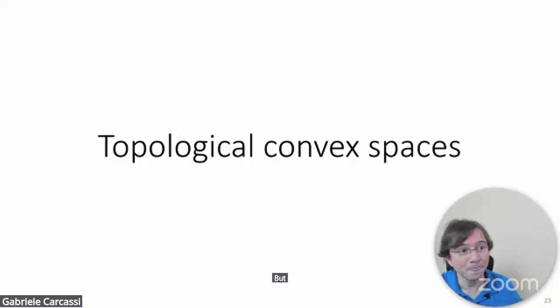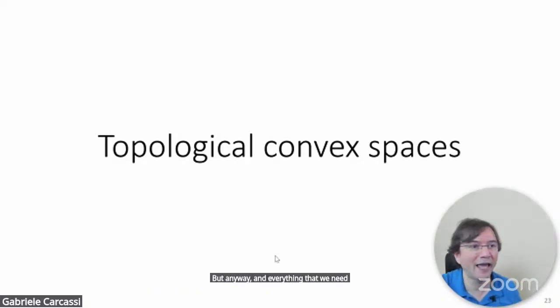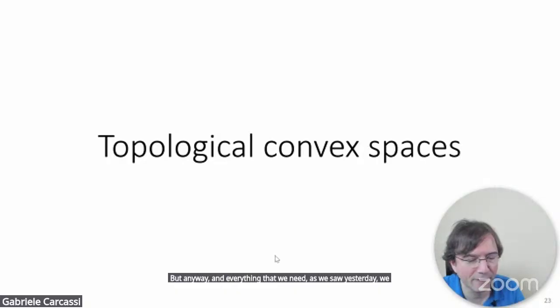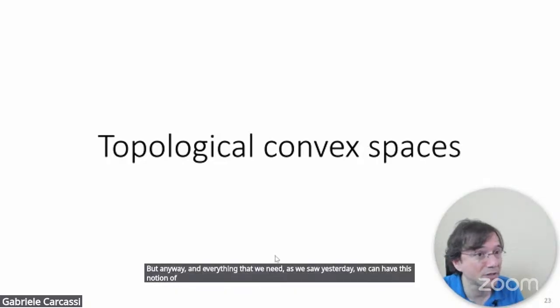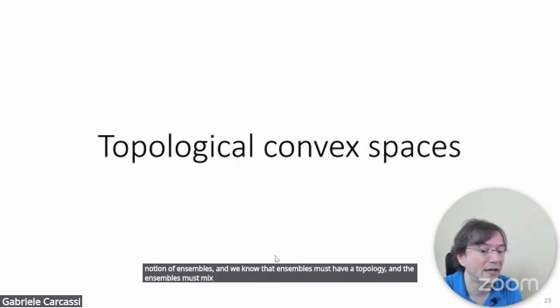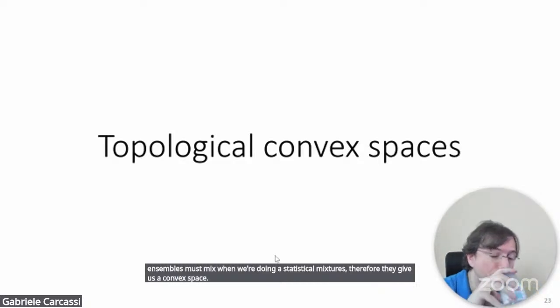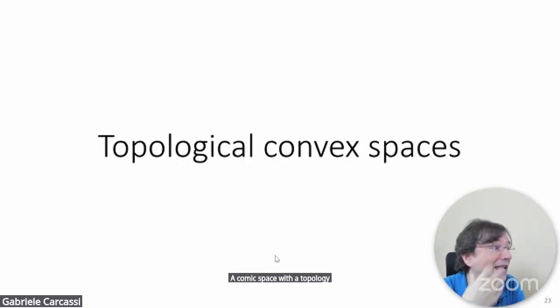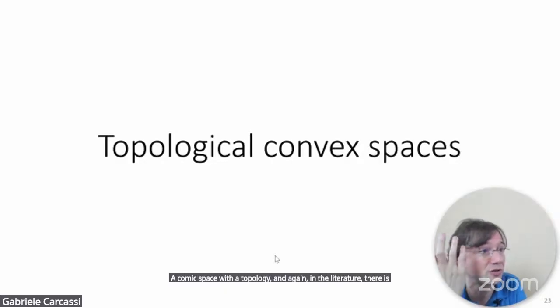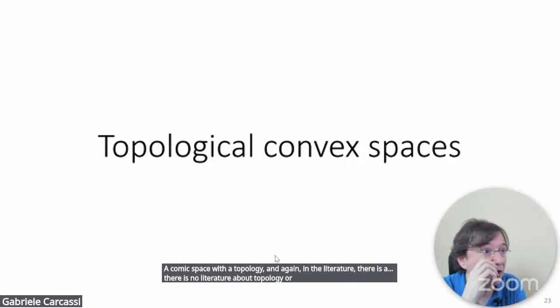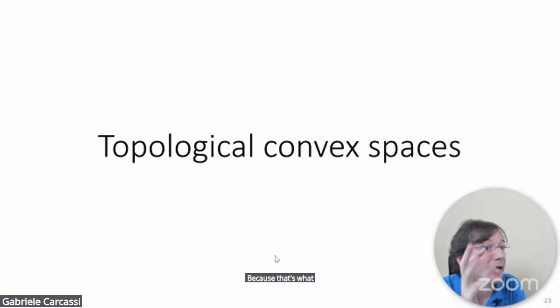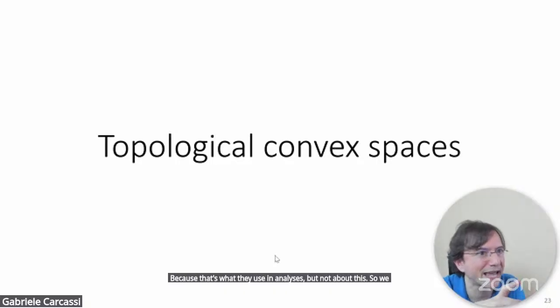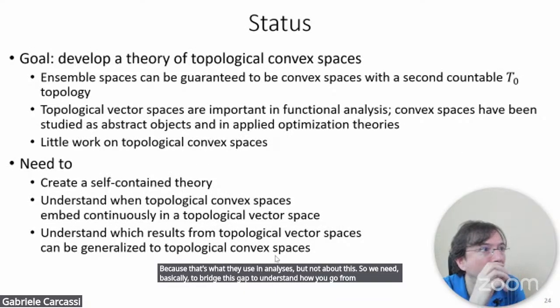But anyway, as we saw yesterday, we can have this notion of ensembles, and we know that ensembles must have a topology, and the ensembles must mix when we're doing statistical mixtures. Therefore, they give us a convex space. A convex space with a topology, and in the literature, there is no literature about topological convex spaces. There is literature about topological vector spaces, because that's what they use in analysis, but not about this. So we need basically to bridge this gap to understand how you go from one to the other.